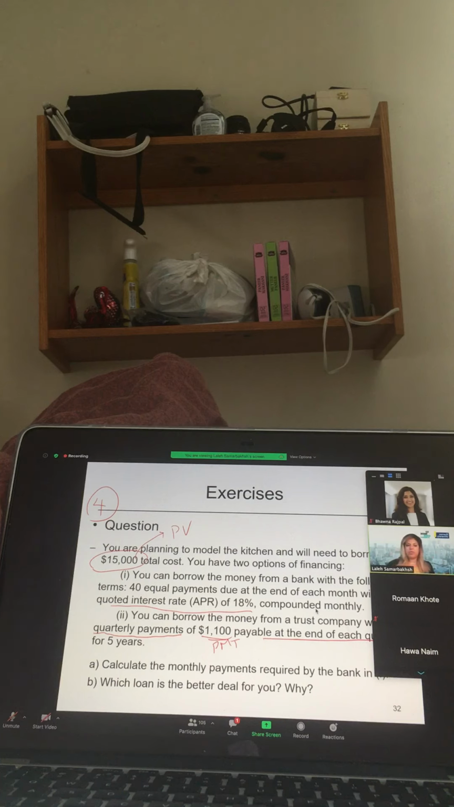Now here's my question to you. When you want to compare the two loans, what do you need to compare them? Let's see if you remember from last week, the banks question that we had. When we wanted to compare the offers from the three banks, what did we calculate?